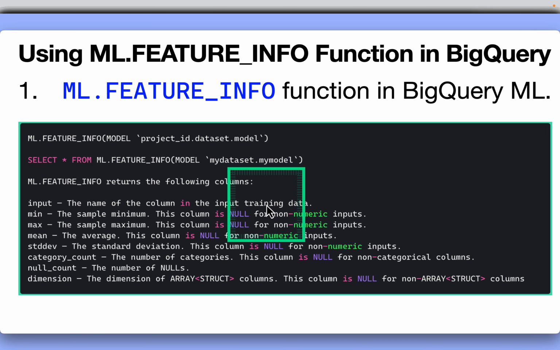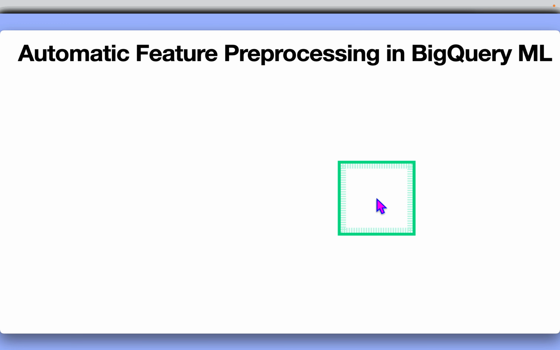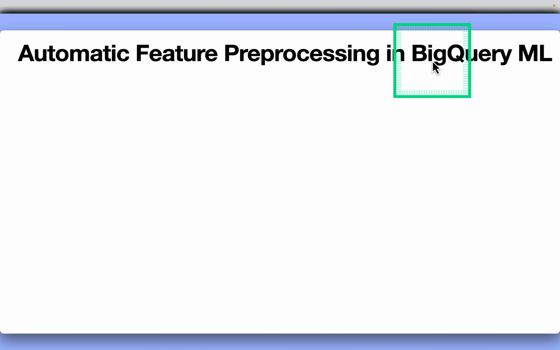column in the input training data; min, the sample minimum, this column is null for non-numeric inputs; max, the sample maximum, this column is null for non-numeric inputs; mean, the average, this column is null for non-numeric inputs; standard deviation, this column is null for non-numeric inputs; category count, the number of categories, this column is null for non-categorical columns; null count, the number of nulls; and dimension, the dimension of array struct columns, and this column is null for non-array struct columns.